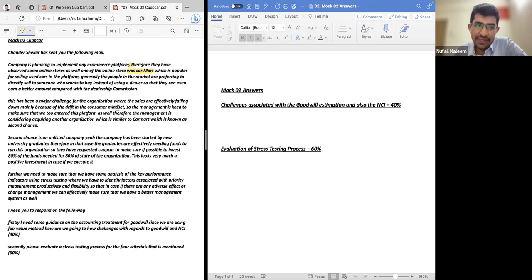Therefore, the management is considering acquiring another organization which is similar to Carmart, known as Second Chance. So in this case, we are going to buy another organization, which is what, students? Second Chance. Can I quickly get a confirmation? Are you clear with the action?